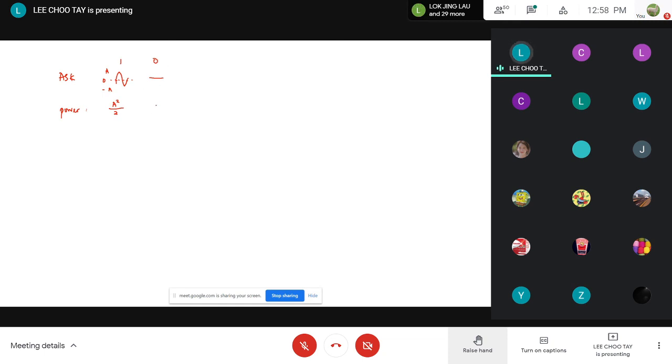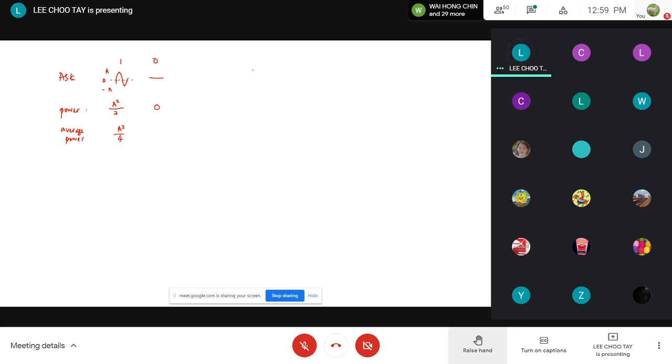And what is the power here? 0. Correct? So what is the average power? Average power is this one plus this one divided by 2, right? So your average power is A squared over 4.